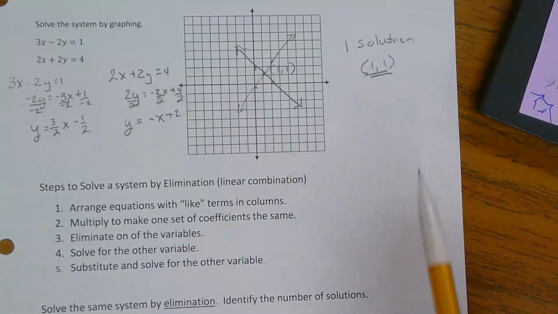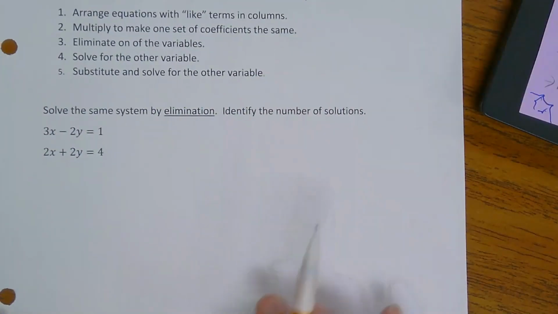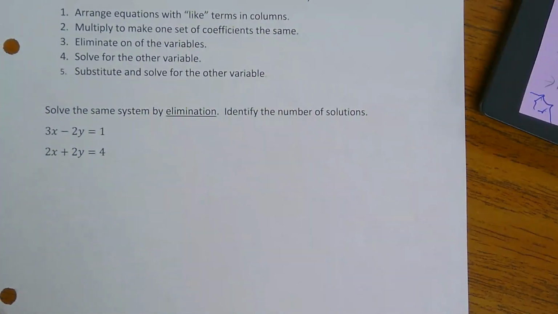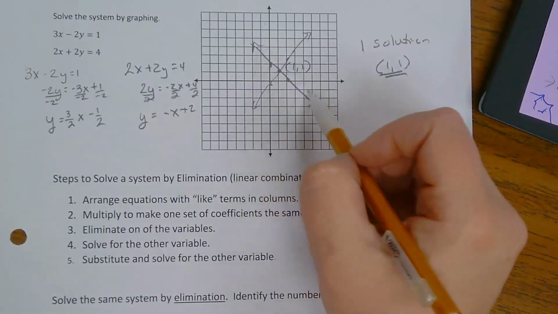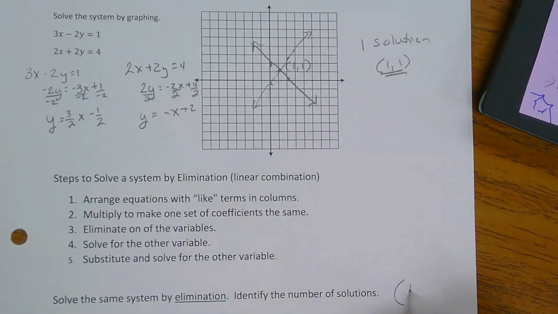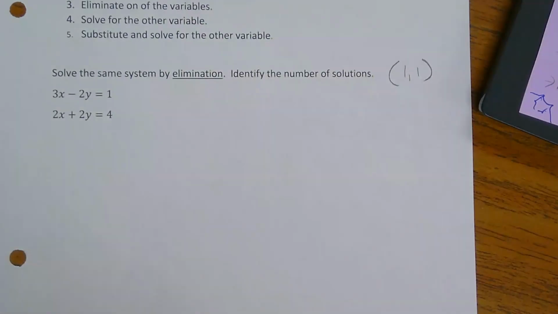But what I want us to do is go down here to the bottom of the notes and solve this same problem using the elimination method. So remember up the top that these lines crossed at 1, 1. So we said 1, 1 would be the only solution for this problem. So let me show you the elimination method.